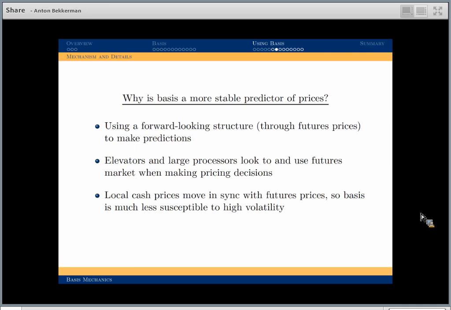Okay, and so changes that happen to prices in the futures markets are going to be reflected in local markets, because those elevators and large processors look to futures markets. And so what happens in the futures market prices is going to be relatively similar to what is going to be happening in local markets. Not 100%. They're not in sync 100%, but they're going to move in very similar patterns, and I'll show you an example of that in a second. And that movement in a very similar pattern is what makes basis much more stable. Okay? And again, because cash prices move in sync with futures prices, the basis, which is the difference between local cash prices and futures prices, is going to be much less volatile.